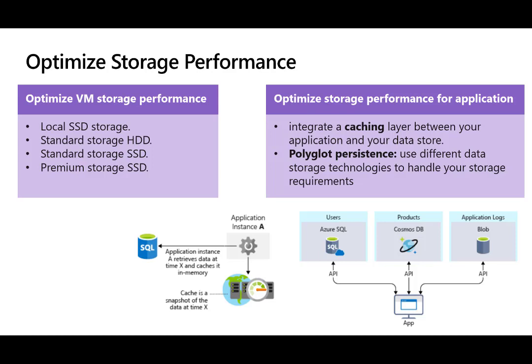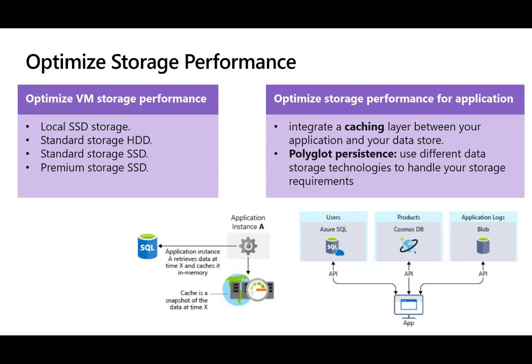And now moving to the right-hand side, we're going to look at how you can optimize storage performance for your application. There are two main strategies. The first one is to use caching. A common approach to improve application performance is to integrate a caching layer between your application and your data source. A cache typically stores data in memory and allows for fast retrieval.